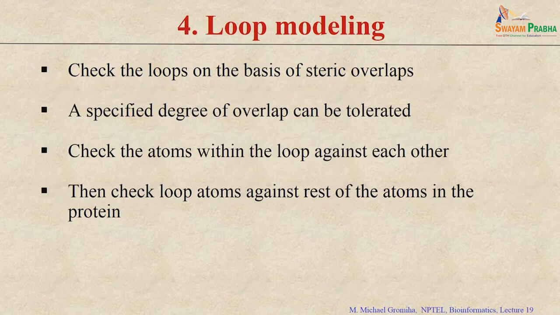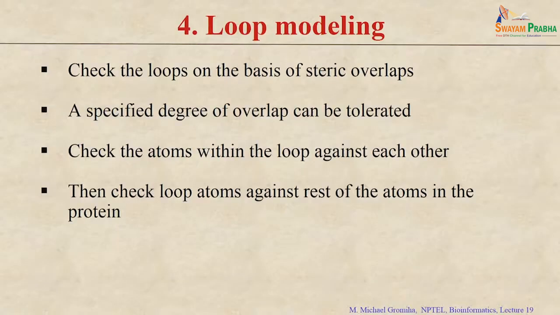And then next is loop modeling, because this is an important step, because the loops are the basis of the steric overlaps. Sometimes you have small loops, sometimes you have longer loops. If you take the helices and strands, their conformations are restricted. Helices take some specific conformation. What is the range in the Ramachandran plot?